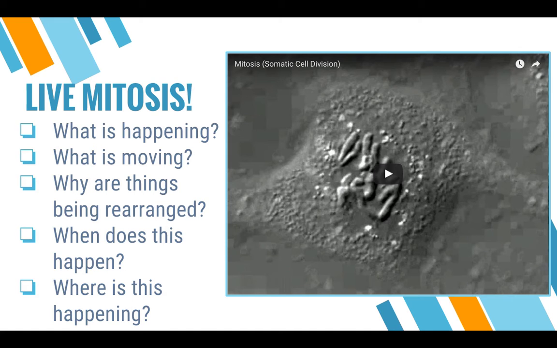The first is, what is happening? The second is, what is moving? The third is, why are things being rearranged? And by that, I mean the things that are moving. Why are they being moved around? The fourth question is, when does this happen? And the fifth question is, where is this happening? So let's take a look at this video.